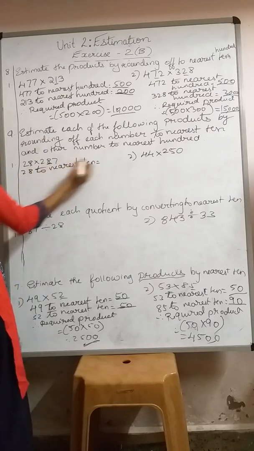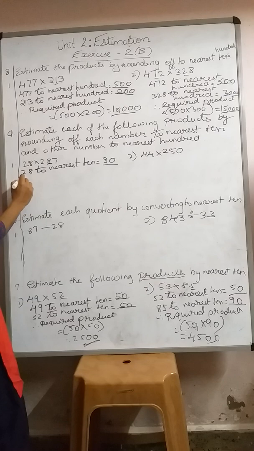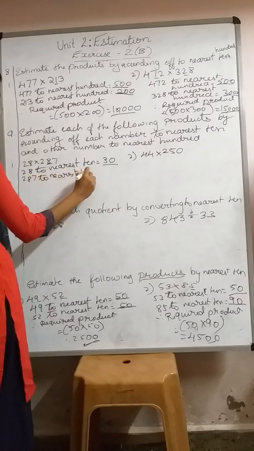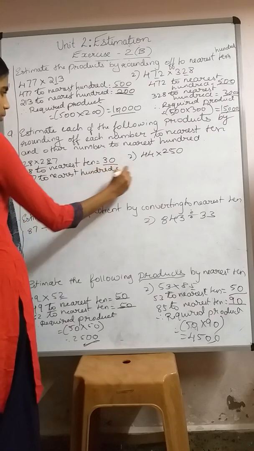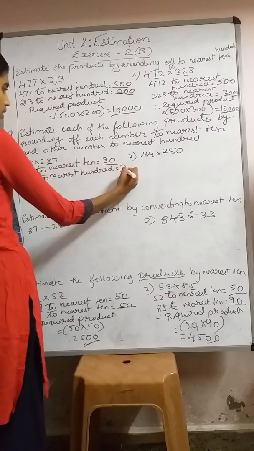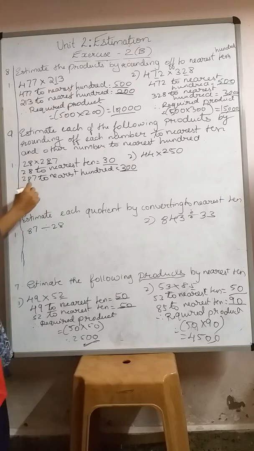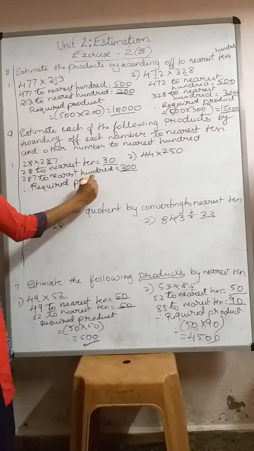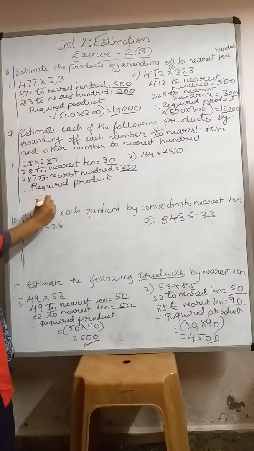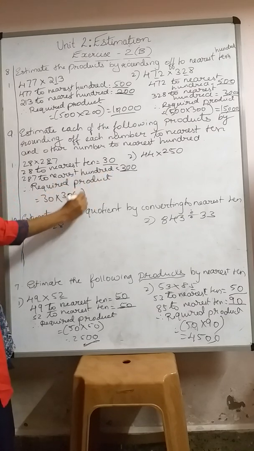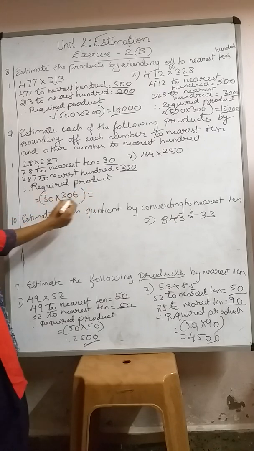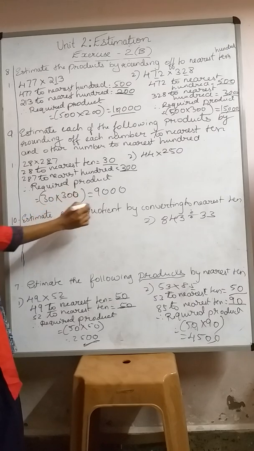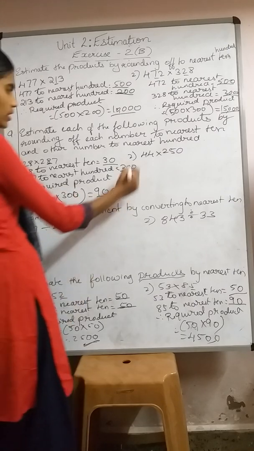So what we need to write? 30. And 287 to the nearest what? 100. What is the answer if it is the nearest 100? 300. Therefore, what are we finding? The required product. How to find the required product? 30 multiplied by 300. What do we have? 9,000 as our answer. Fine. So let us move to the next one.